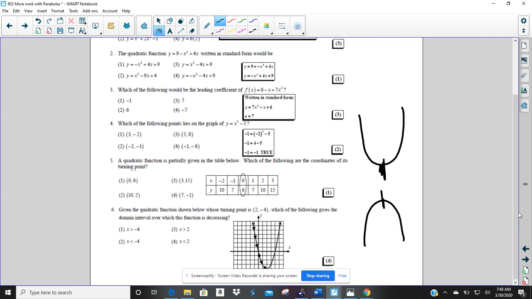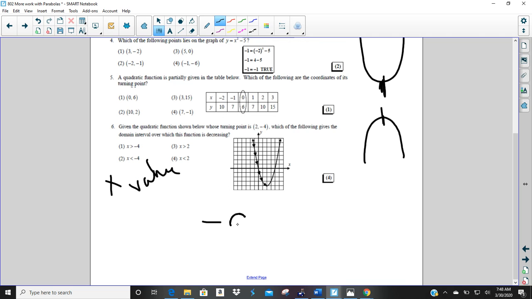Question number 6 talks about domain. Domain is going to be the x value, right? Range is going to be the y value. So we're bringing up things that we've done in the past. They're looking for where it's always decreasing. So it's always decreasing from -infinity. If I had written it a different way, I might have written it like this: -infinity, comma, all the way down to 1, 2.